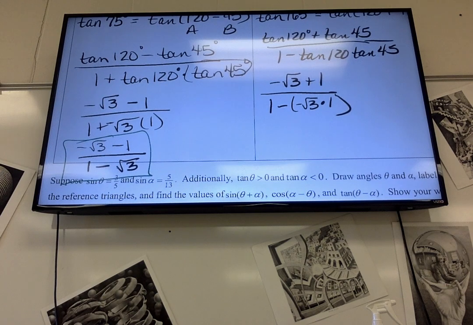All right. So it's negative square root of 3 plus 1 over 1 plus square root of 3. Those aren't the same. Here we go.